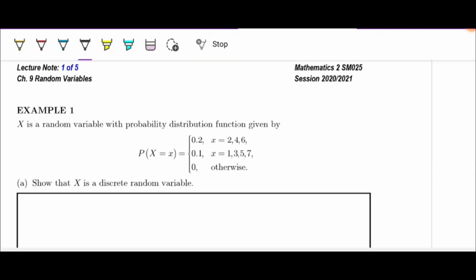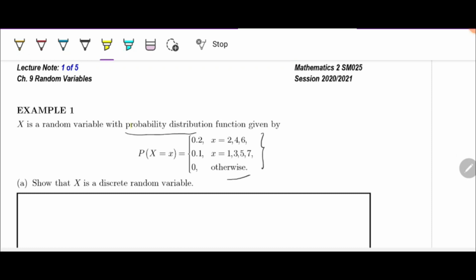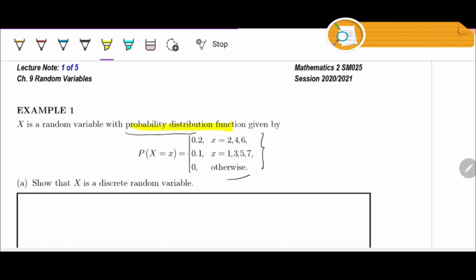Example 1. A probability distribution is given by this function. Firstly, we must identify the type of random variable, whether it is discrete or continuous. Actually, we can identify the random variable through its name. Probability distribution function is for discrete random variables. For continuous, it is probability density function.